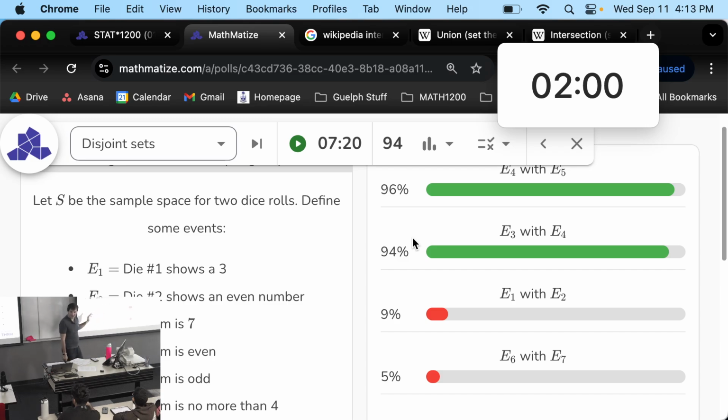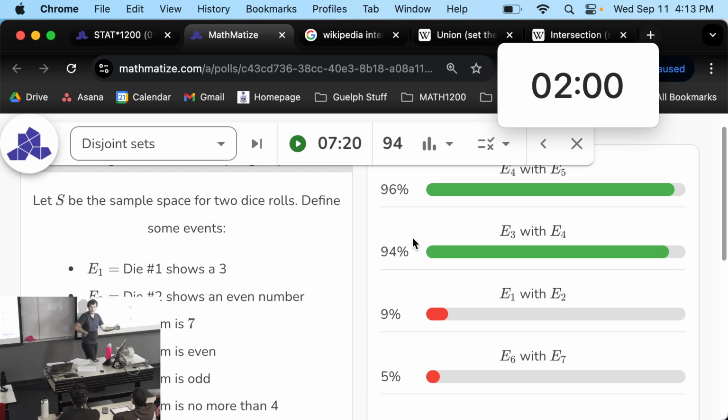Not disjoint is the correct answer, but they are something else. Just like disjoint is something that happens between two sets, there's something different that can happen between two sets, and E1 and E2 are that something different. Does anyone know what that something different is? The union? No, it's not the union. They're independent? They're independent.